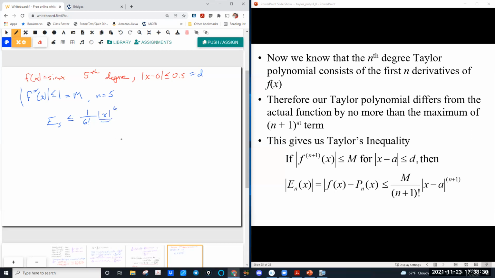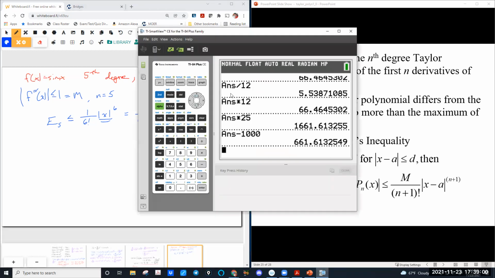So the question is, okay, well, what about this part? That's where this comes in. This is saying the absolute value of x is less than or equal to 0.5. So what we're going to do is replace the absolute value of x with 0.5. So we get 1 over 6 factorial times 0.5 to the 6th. That is going to give us our error estimation.